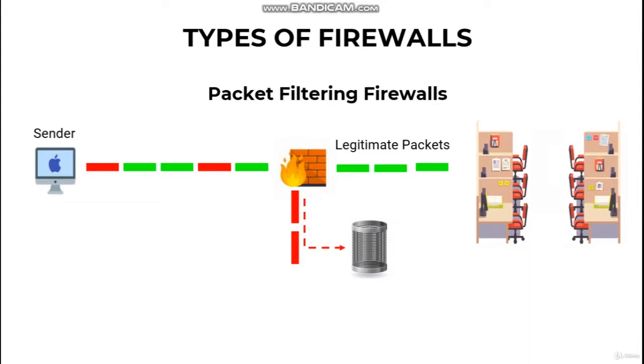Packet filtering firewalls work by examining a packet's source address, destination address, source port, destination port, and the protocol type. Based on these factors and the rules that a firewall has been configured with, they either allow or deny passage to the packet. These firewalls are very easy to configure and also are inexpensive.